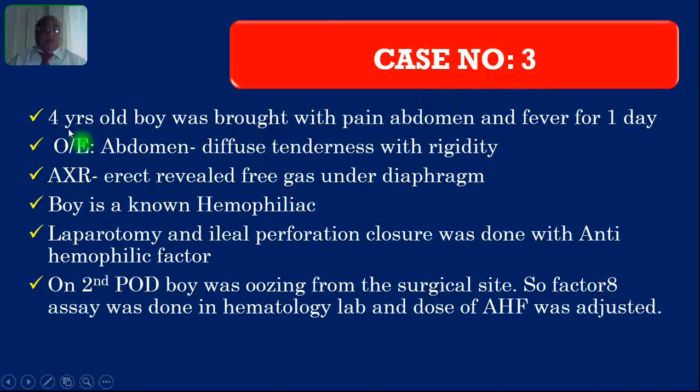Case number 3 is a 4-year-old boy who was brought with pain abdomen and fever for 1 day. On examination, the abdomen was diffusely tender and rigid. Abdominal X-ray erect revealed free gas under the diaphragm. But the boy is a known hemophilic. Since it's an emergency, we did laparotomy and ileal perforation closure was done with anti-hemophilic factor, or factor 8 concentrate. On the second post-op day, the boy was oozing from the surgical site.